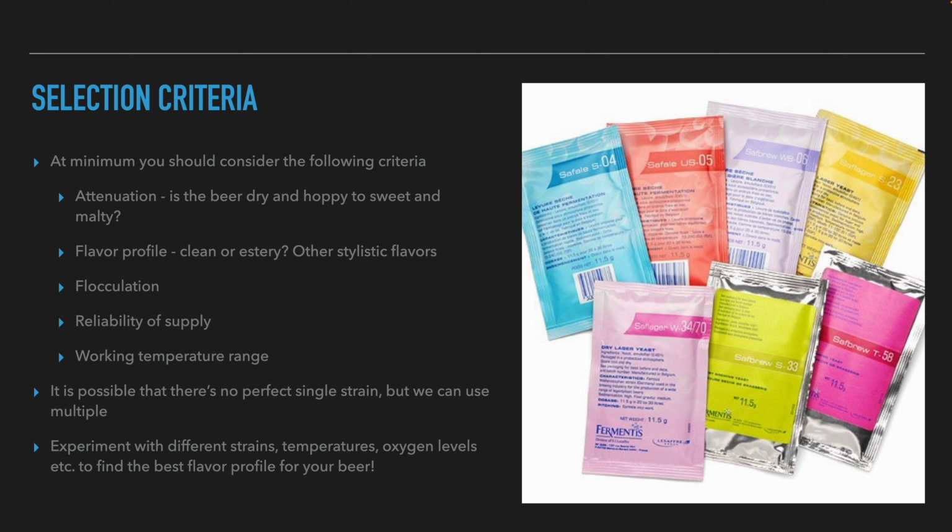And the last thing to consider is the optimal working temperature of the yeast. For example, if we do not have temperature control, we will want to use the yeast that works the best at the temperatures available to us. Yes, it is absolutely possible that there is not one strain that will meet all of the criteria, and we may have to use several strains together. I recommend for homebrewers to experiment with different strains, different temperatures, oxygen levels, and more to understand how each of these parameters can change the result.